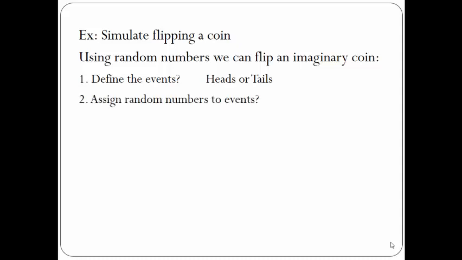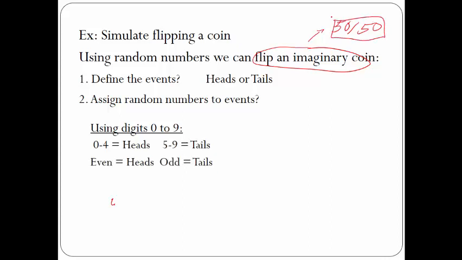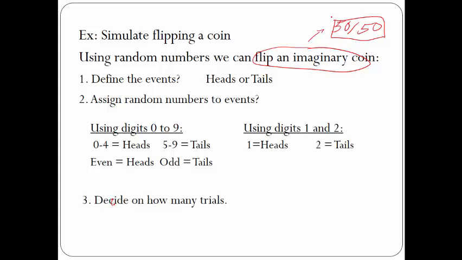Now, if we're going to use a calculator, a coin should be a 50-50 split, right? If we're flipping an imaginary, and I should say fair coin, it's 50-50. So using our random number generator in the calculator, we can use digits 0 to 9 if we want. The idea here is we need to split it 50-50, so heads could be the first 5 numbers, tails the last 5. Or you could do evens heads, odds tails. Probably one that makes a little bit more sense is to just use 2 digits, random digits 1 and 2. Then we come back, decide how many trials we'd like to do, and execute the simulation.